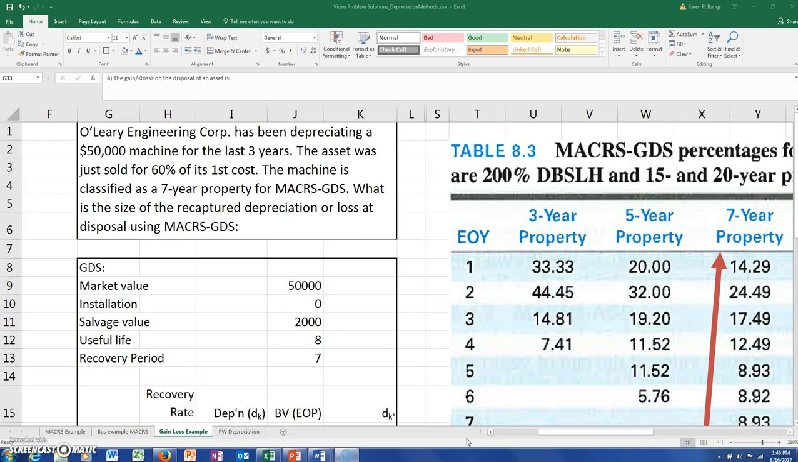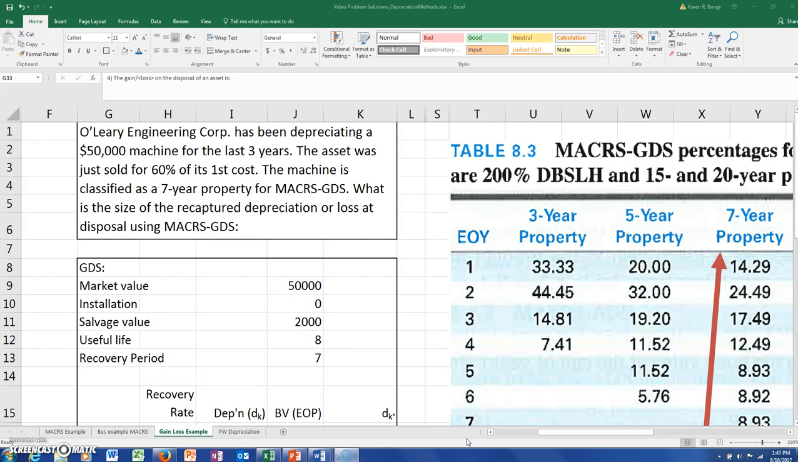O'Leary Engineering Corporation has been depreciating a $50,000 machine for the last 3 years. The asset was just sold for 60% of its first cost, so 60% of the $50,000. The machine is classified as a 7-year property for MACRS GDS. What is the size of the recaptured depreciation, I also call that a gain or loss at the disposal, using MACRS?